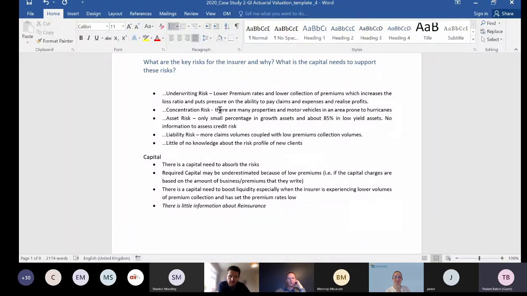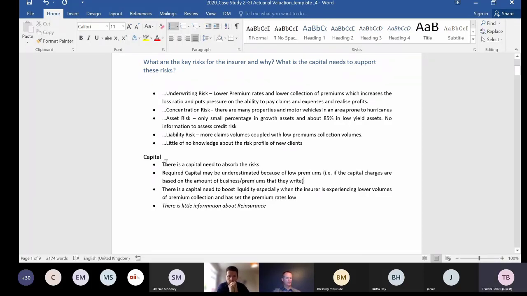And then, in as much as this could be a good strategy for a short-term company, we're not really sure if perhaps the low yield assets, which are safe assets, we don't know if they're really safe because there's no information to assess the credit risk. And then liability risk, there's more claim volumes coupled with low premium collection volumes. And then there's also little or no knowledge about the risk profile of the new client. I don't know if this fits in under underwriting.